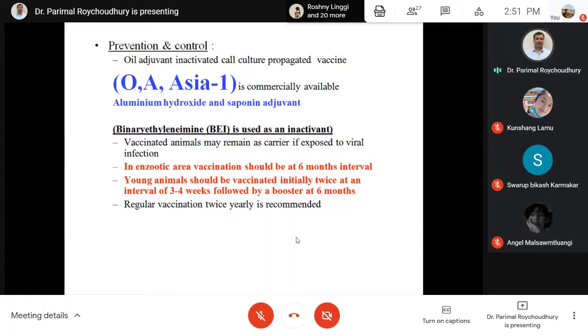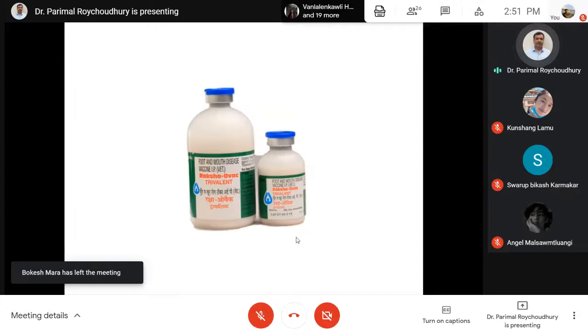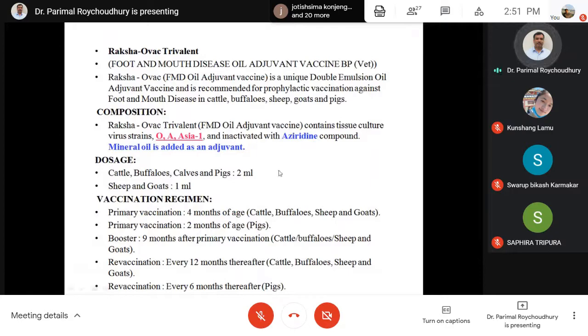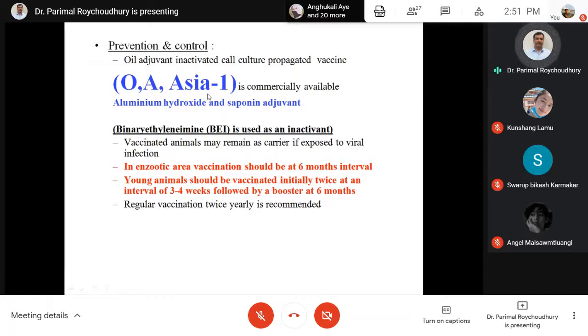So these viruses are grown and then inactivated. They are killed by some compound, maybe BEI, binary ethylenimine, or beta-propiolactone. But in recent times, we are using aziridine compounds for inactivation of this virus. After inactivation, since these are killed viruses, we have to add a suitable adjuvant, aluminum hydroxide or saponin. As I said, mineral oils are mostly used so as to increase the immune stimulation for a prolonged period. So this is how we can protect the animal by vaccination.